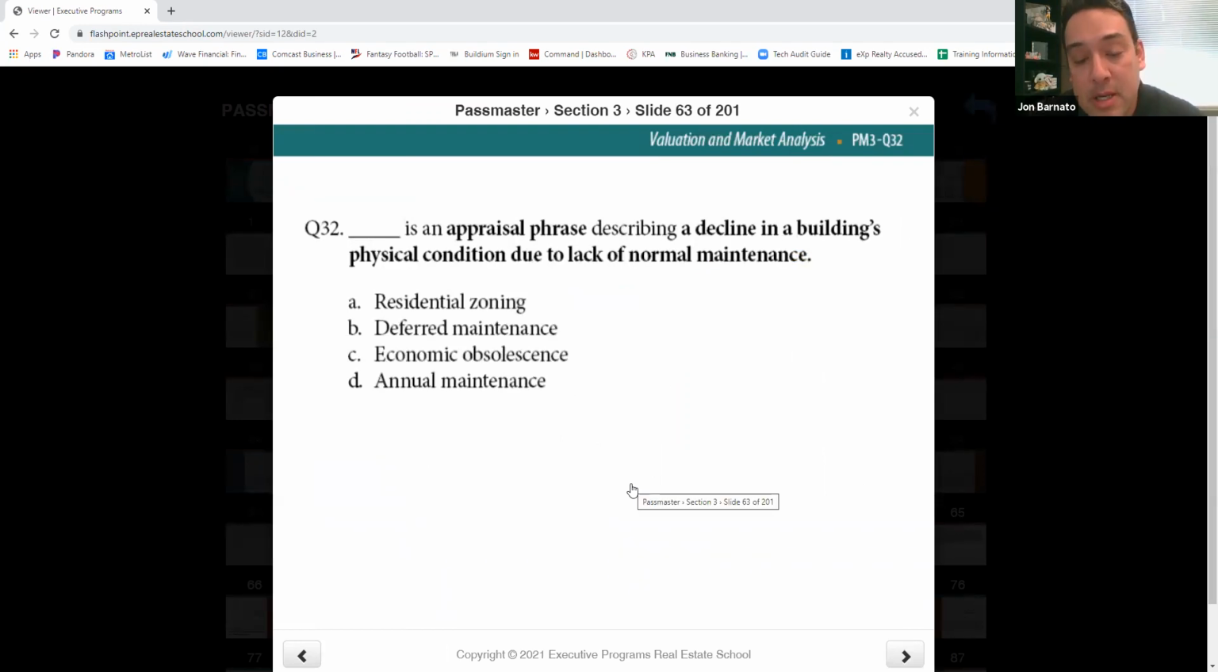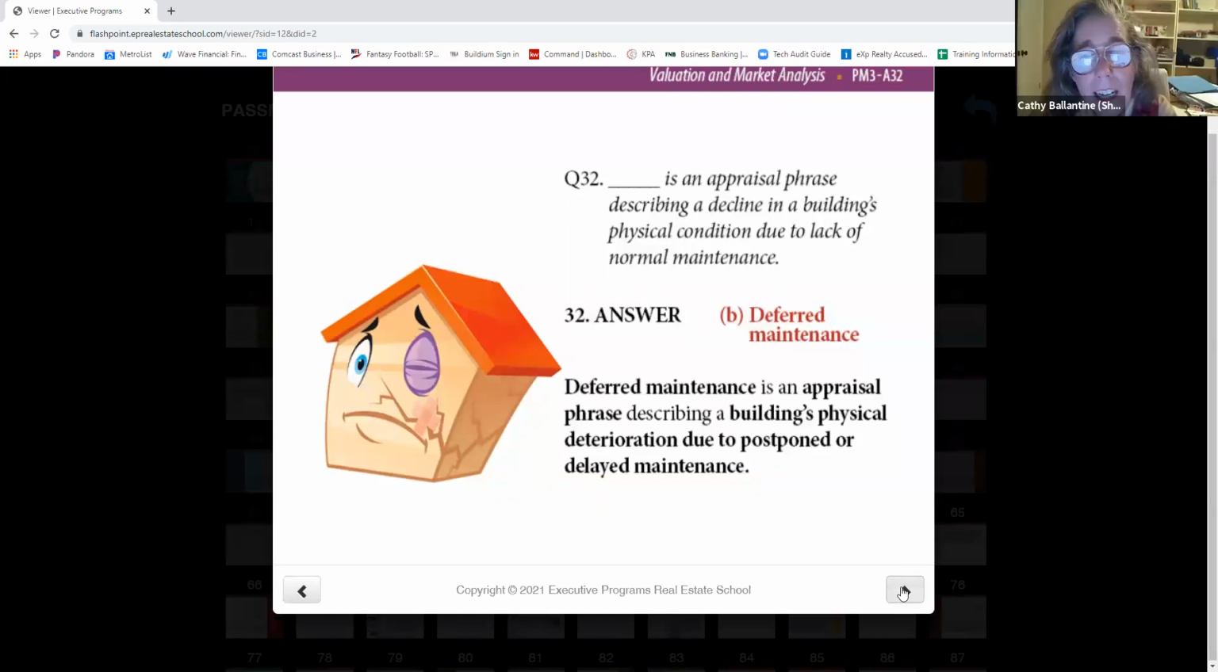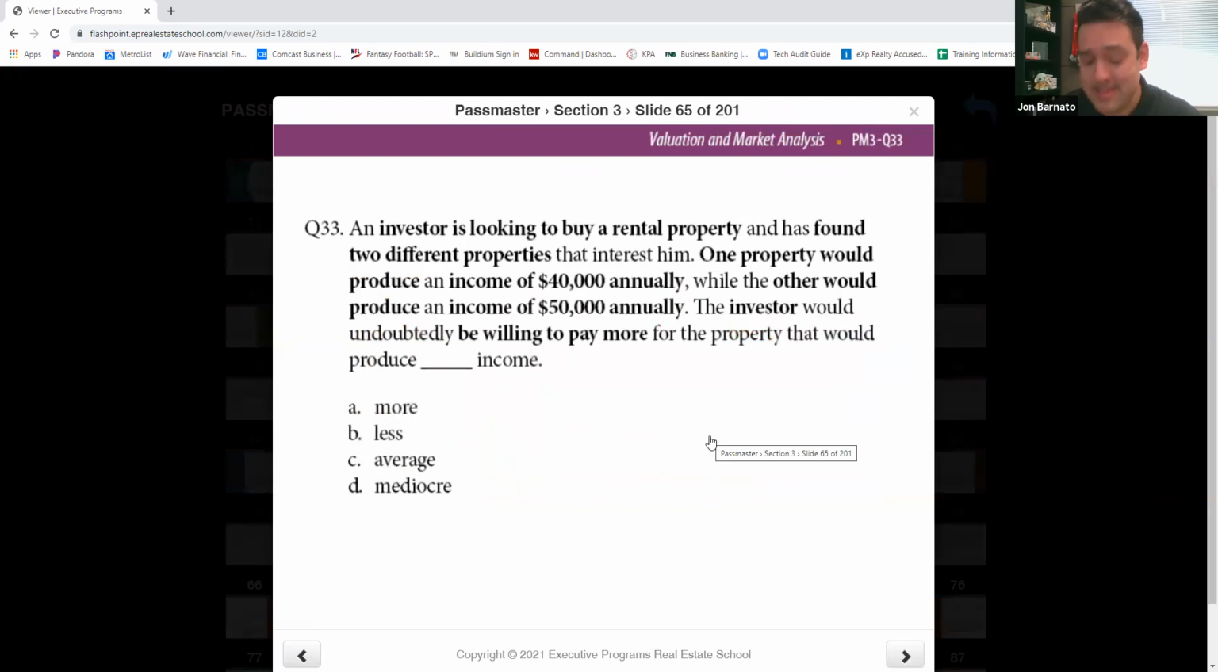Blank is an appraisal phrase describing the decline in the building's physical condition due to the lack of normal maintenance. I'm going to say B, deferred. Correct, deferred maintenance. We like that too. Oh, God. No, we don't say your house sucks. We say your house has deferred maintenance. There's a few of those there. Exactly. You say, oh, this house is wonderful. You just have a little bit of deferred maintenance, right?